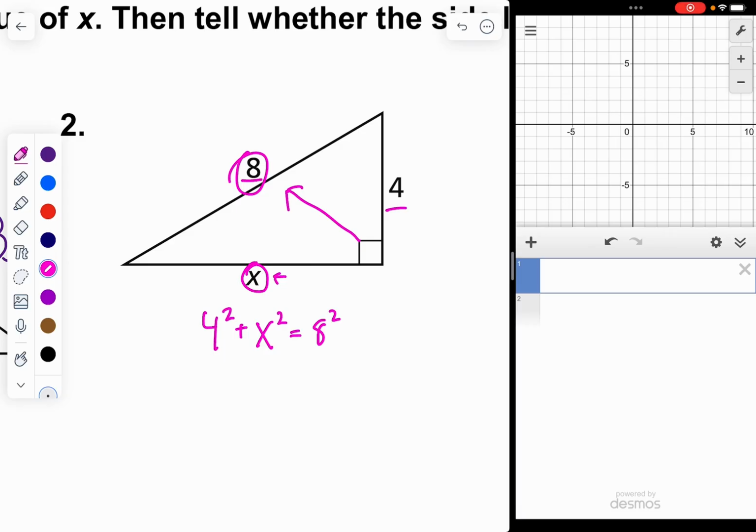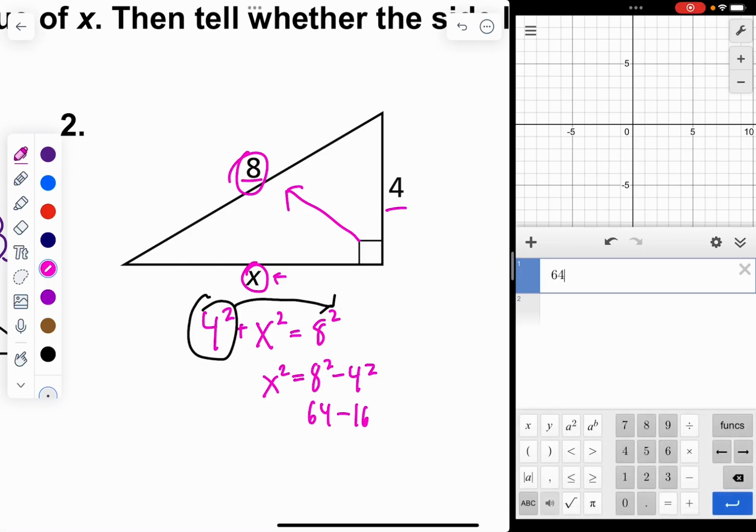So if you're finding the hypotenuse, you add up your two numbers, but this time, we've got to do a little algebra right over here because we want the x by itself. So what I'm going to do, I'm going to take this 4 squared and move it over to the other side of the equal sign. And if you remember from algebra, anytime you move anything over to the other side of the equal sign, it becomes a minus. So 8 squared minus 4 squared will equal x squared. So 8 squared is 64, 4 squared is 16, 64 minus 16 is 48.